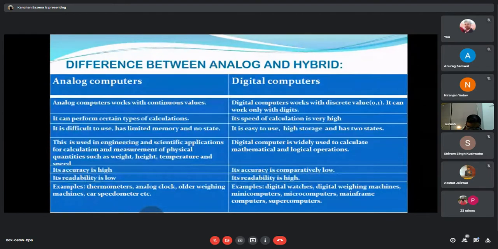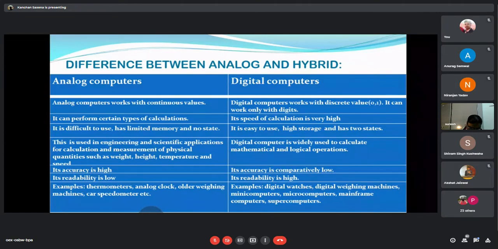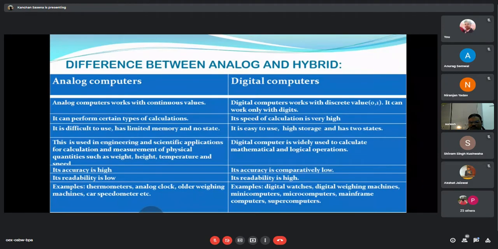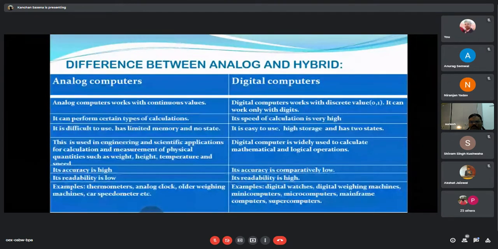Analog computers are used in engineering and scientific applications for calculation and measurement of physical quantities such as weight, height, temperature, and speed, while digital computers are widely used to calculate mathematical and logical operations. Analog computers have high accuracy, while digital computers have comparatively low accuracy. Analog computers' readability is low, while digital computers' readability is high. In analog computers, the examples are thermometer, analog clock, older weighing machines, car speedometers, etc. While for digital computers, the examples are digital watches, microcomputer, mainframe computer, weighing machines, mini computers, etc.